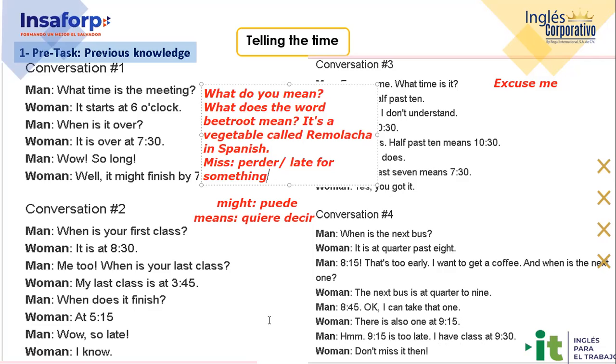No te la pierdas. So don't miss it then, quiere decir no te la pierdas. Pero el miss quiere decir perder algo porque usted está tarde o llegó tarde a algo. For example, I missed, okay, the bus. Entonces, miren, perdí el autobús because I was late, porque yo llegué tarde. Okay, let's see any other word.